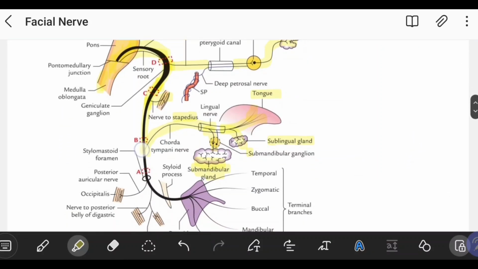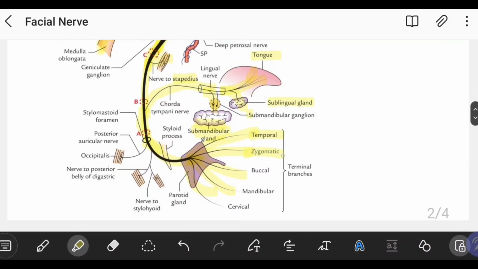Then it takes an exit via the stylomastoid foramen, and it divides the parotid gland into two halves and gives rise to five branches, namely temporal, zygomatic, buccal, mandibular, cervical. Now, other branches that you need to remember, once it takes the exit, are the posterior auricular nerve and the nerve to the posterior belly of digastric. Alright, so these two, just write them up.